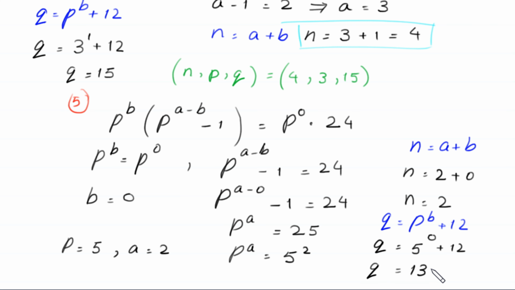So we have value of q 13, value of n 2, and value of p 5. So from here we get another pair of solutions. N comma p comma q is equal to, the n is 2 comma p is 5 and q is 13. So these are the three solutions of this equation.